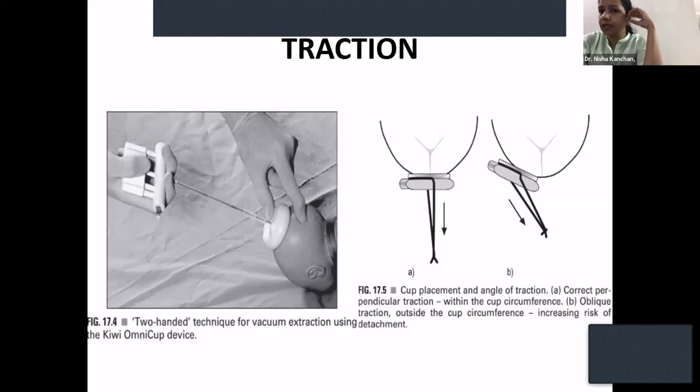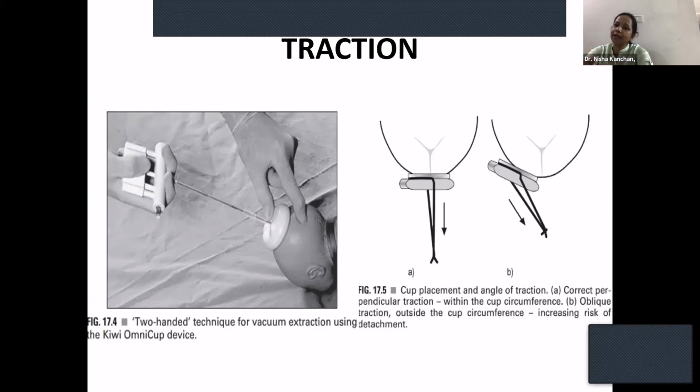Another important technique is perpendicular traction. Picture A is correct. Picture B, don't pull it oblique. So how do you know that? When you're pulling, your hand should not go beyond the circumference of the cup. It should be at the circumference of the cup. If you pull like they're pulling in B, it's going to pop off. Your vacuum is going to fail. So two things in traction: give support to the cup and pull it perpendicular. Otherwise, your cup is going to pop off.